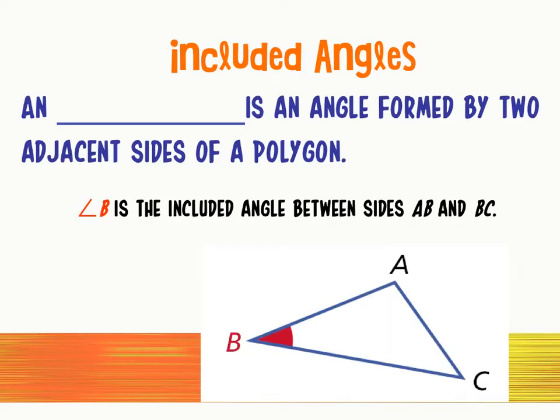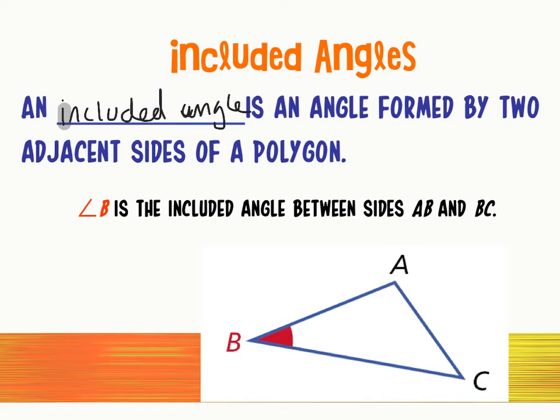So now we're going to move on from side, side, side and look at our next one, which is SAS, so side, angle, side. But before that, we need to talk about included angles. So an included angle is an angle that is formed by 2 adjacent sides of a polygon.